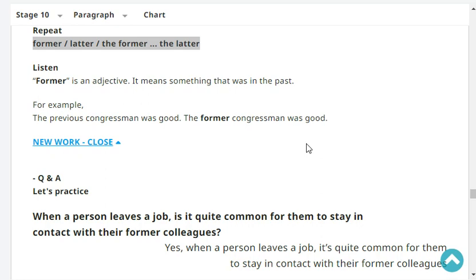Okay, let's practice. When a person leaves a job, is it quite common for them to stay in contact with their former colleagues? Yes, when a person leaves a job, it's quite common for them to stay in contact with their former colleagues.